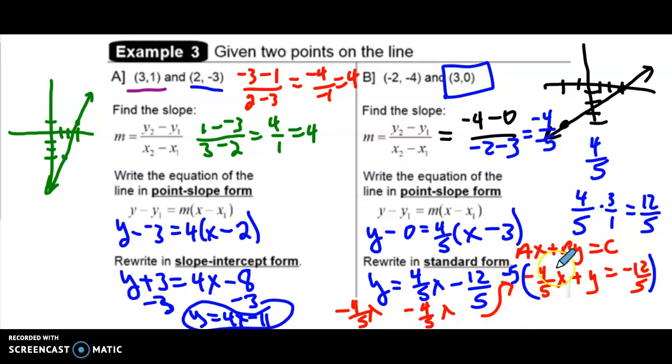Okay, that gives me a positive 20 over 5, which is 4x. Negative 5 times y is negative 5y. Negative 5 times negative 12/5 is positive 12. Remember, we don't care if y is negative or if this constant is negative. We just can't have a negative a. So in standard form, we get 4x minus 5y equals 12. All right?